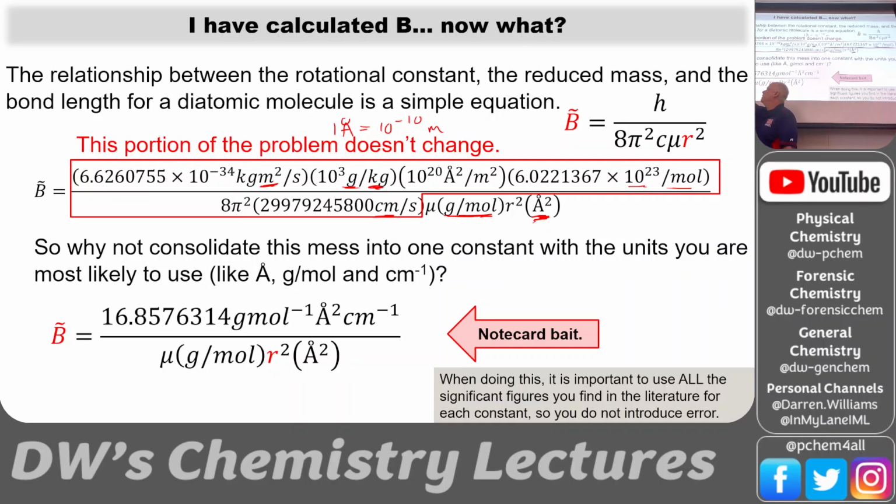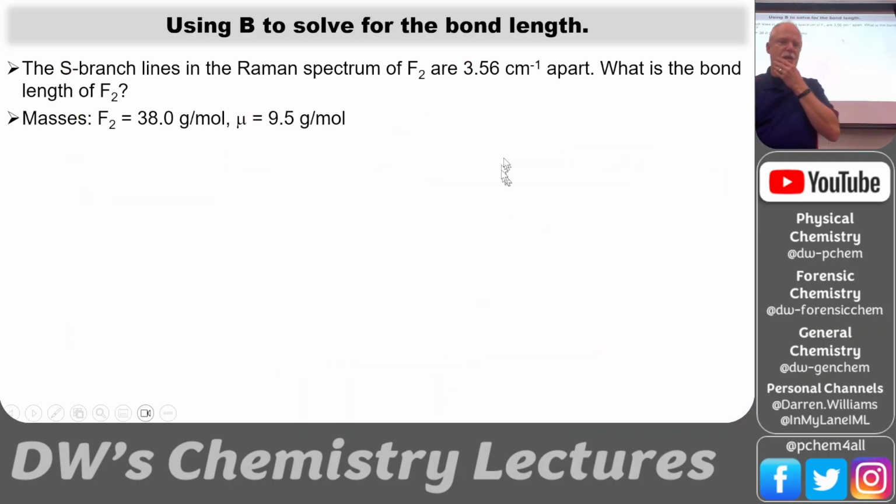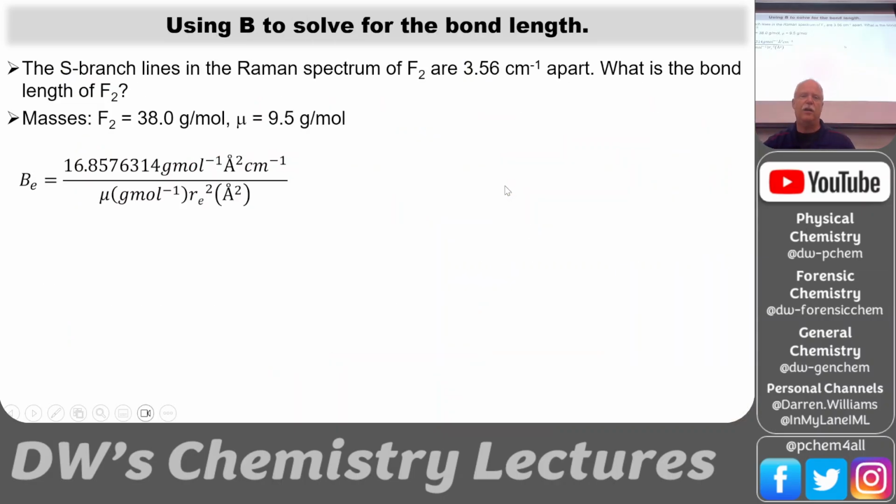can solve for B if you have the bond length, or you could flop those around and put R squared over here and B down here, take the square root, and you get the bond length. Okay. So let's use B to solve for bond length. The S branch lines in the Raman spectrum are 3.56 wave numbers apart. What's the bond length of F2? Okay. For the masses, F2 is 38 grams per mole.